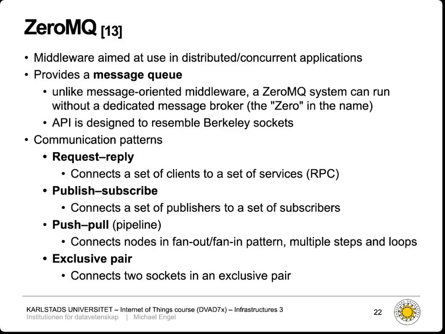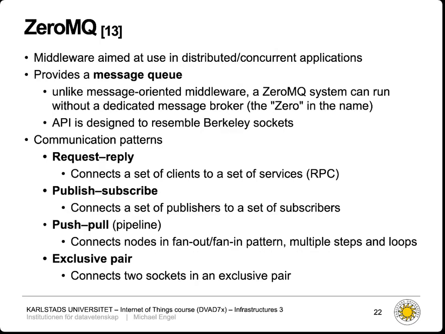Now, as I said, the nice thing about it is there are more than one standard out there. So there are competing standards for messaging middleware for the IoT. One of the recently discussed other ones is called ZeroMQ. ZeroMQ is described as a middleware aimed at use in distributed and concurrent applications. So this sounds very appropriate for IoT.